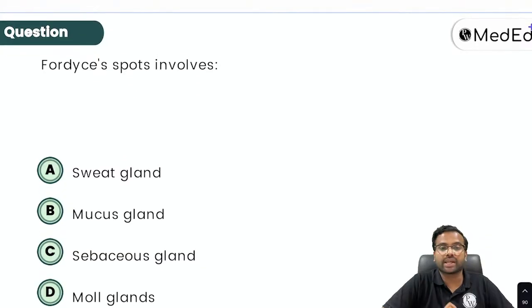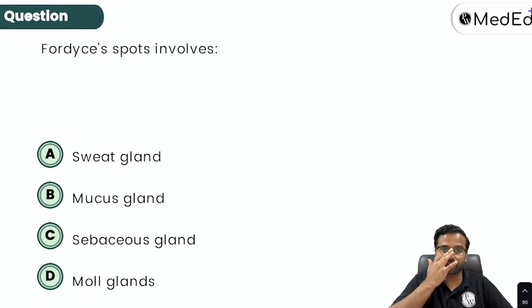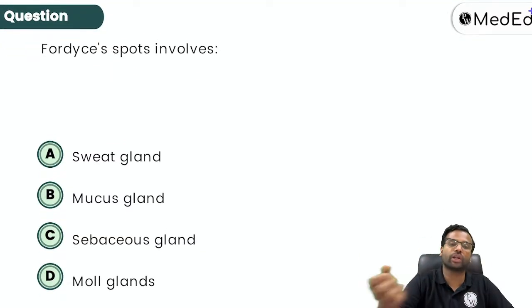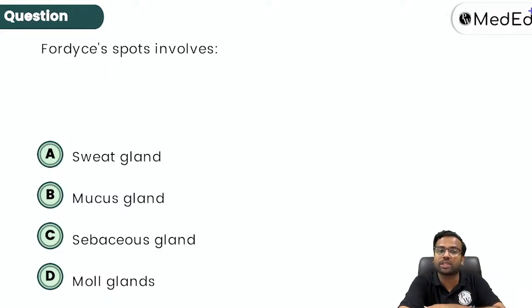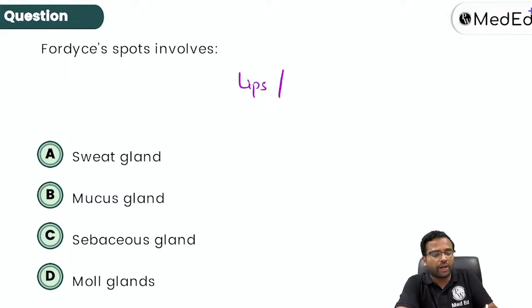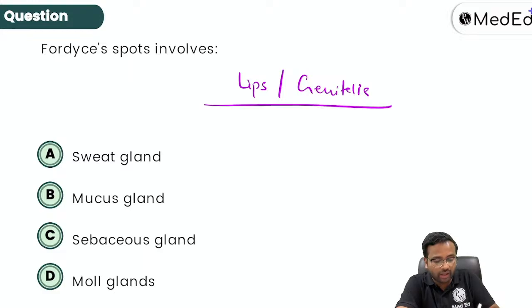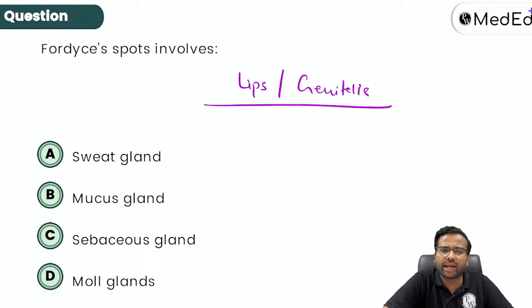Fordyce spots involves. That's the next question. This can be under physiology or you can consider it under dermatology. So where do you see Fordyce spots? It is something that you can see over the lips or it can be seen over the genitalia, etc. And is it a sweat gland? Is it a mucus gland? It's a sebaceous gland or mole glands?